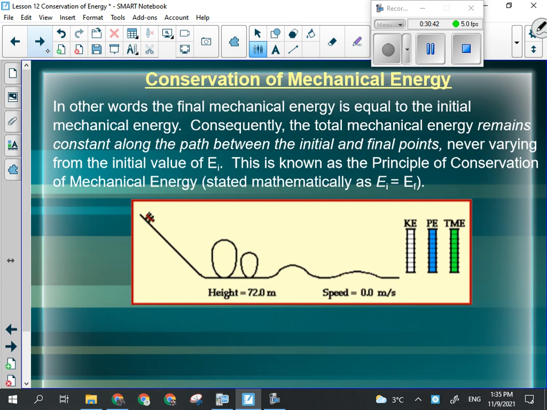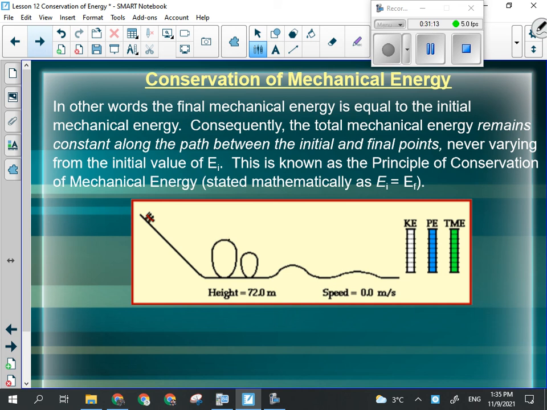So, in other words, the final mechanical energy in a conservation of energy problem is going to be equal to the initial, okay? So the total mechanical energy remains constant along the path between the initial and final points, okay? So, as this thing is going down this ramp here, it's turning its potential into kinetic. Okay, so here would be like the maximum potential and the minimum kinetic. Down here would be the maximum kinetic and the minimum potential.